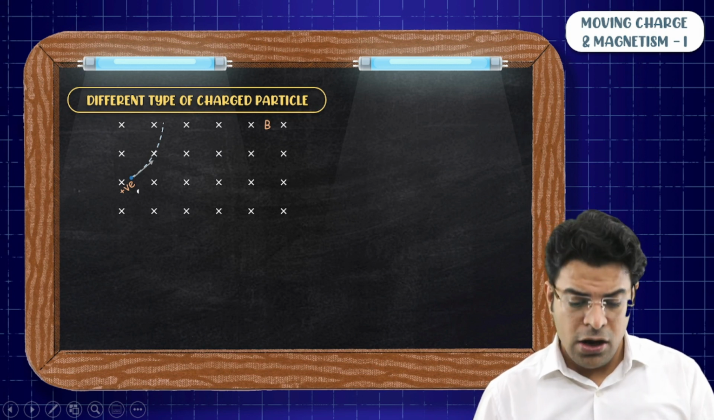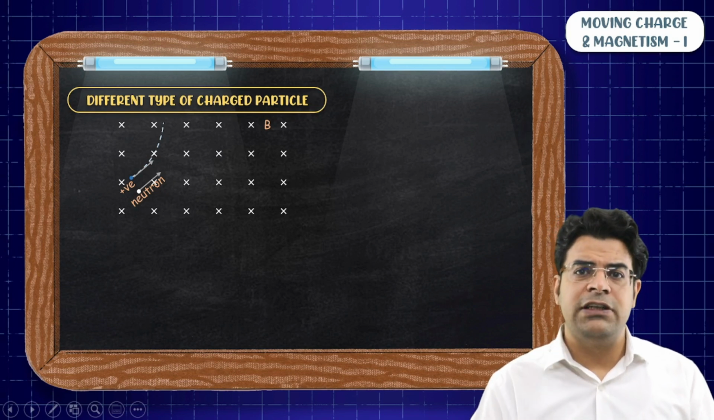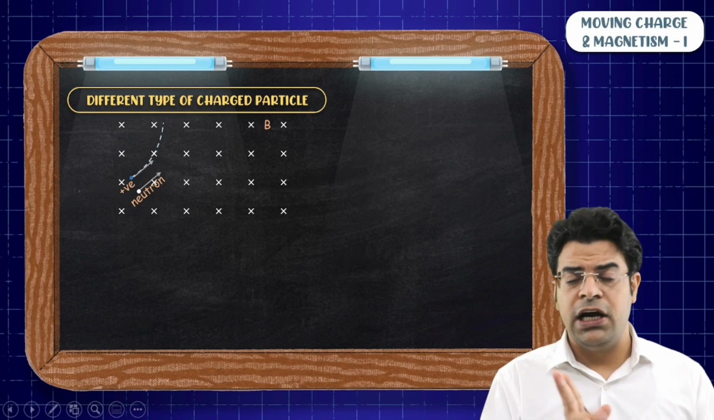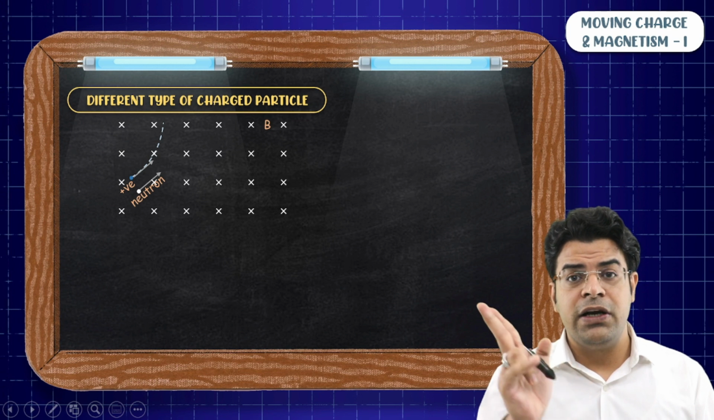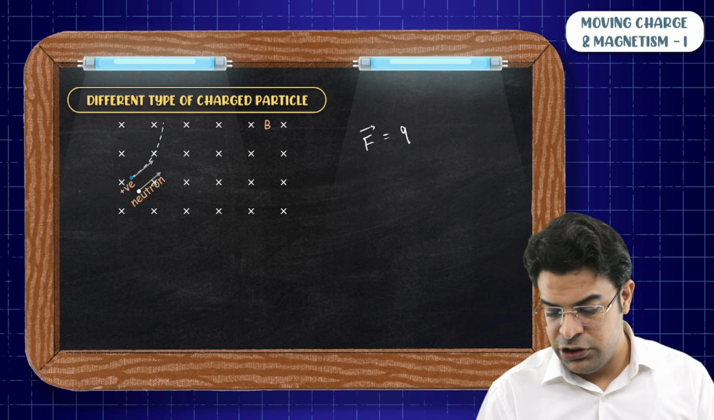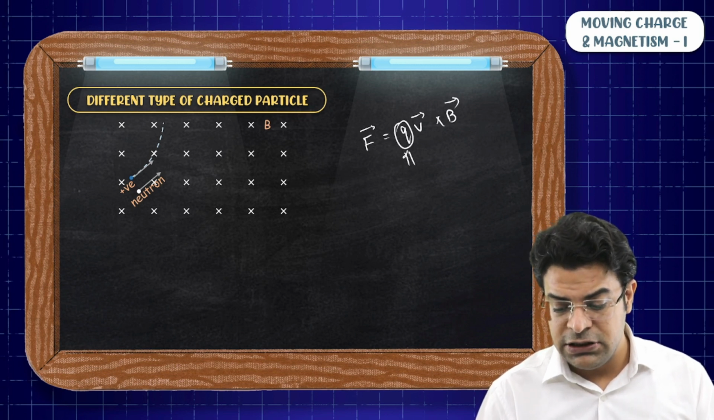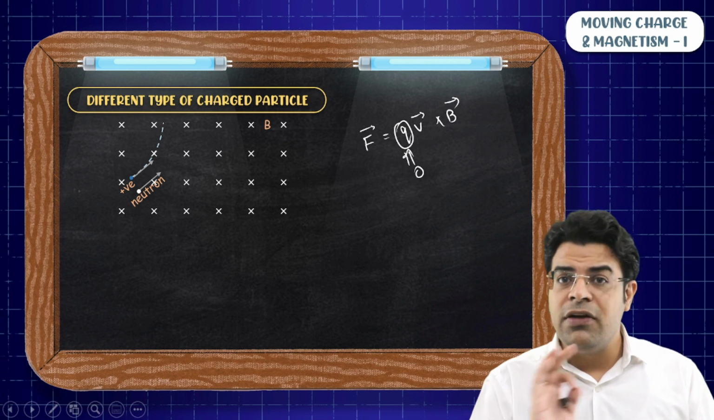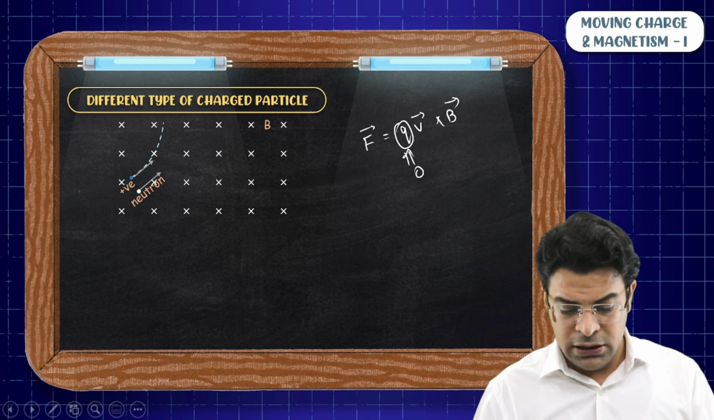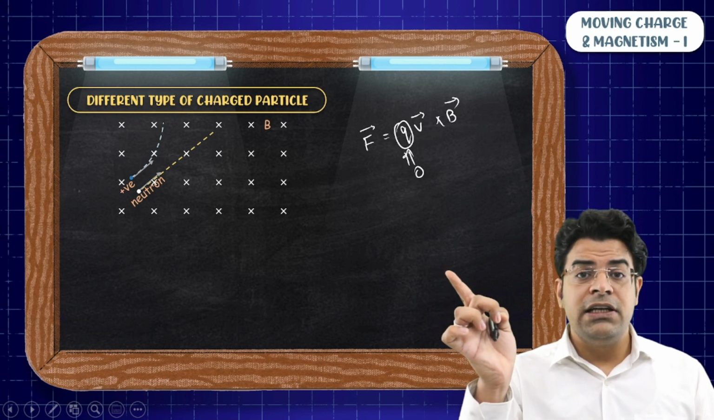If we take a neutral charge, let's say a neutron, and project it with some velocity, then this neutral charge will keep on moving in a straight line. Why? Because we know that the magnetic force acting is Q into V cross B. For a neutral charge, the charge is zero. Since the charge is zero, there will be no magnetic force acting on it. That's why this neutral charge will keep on moving in a straight line, as there is no magnetic force acting on it.